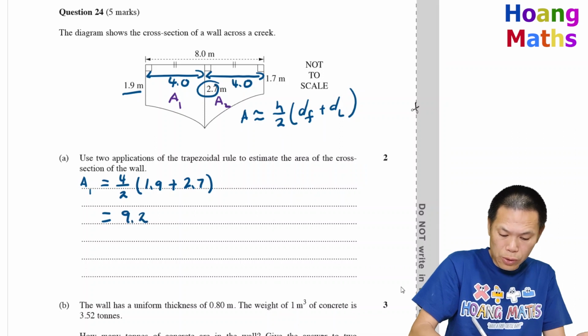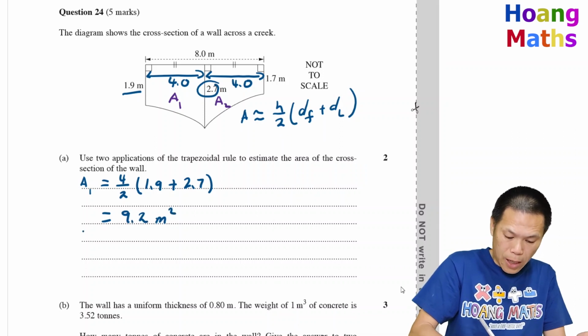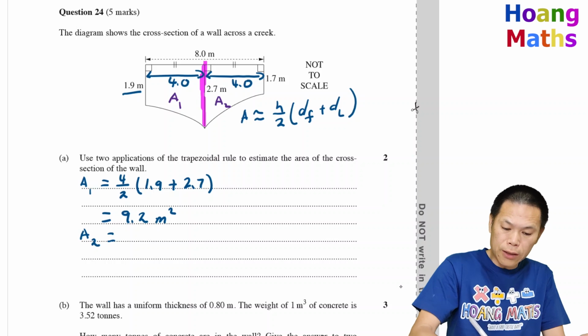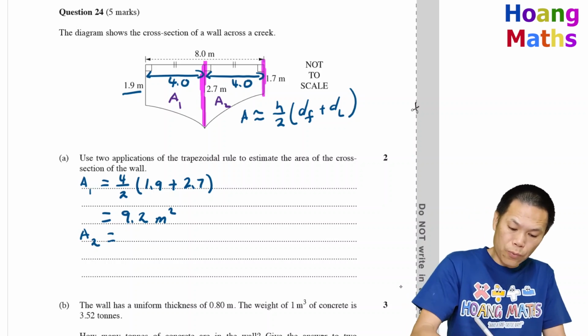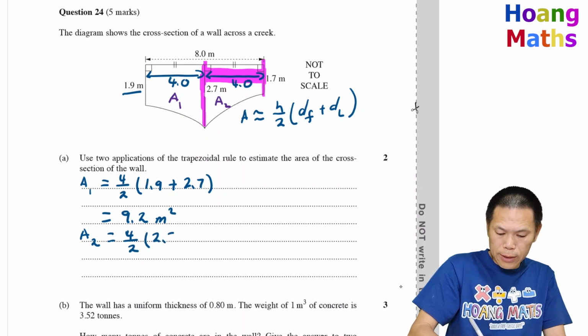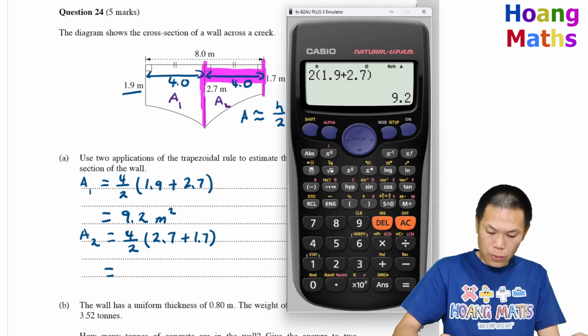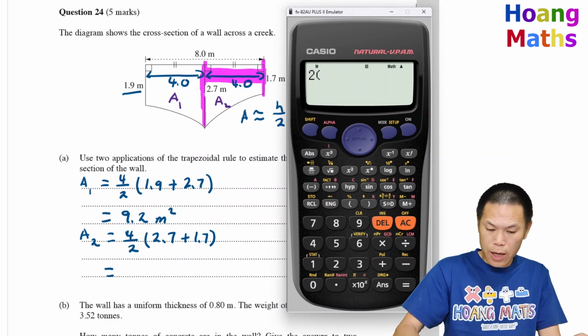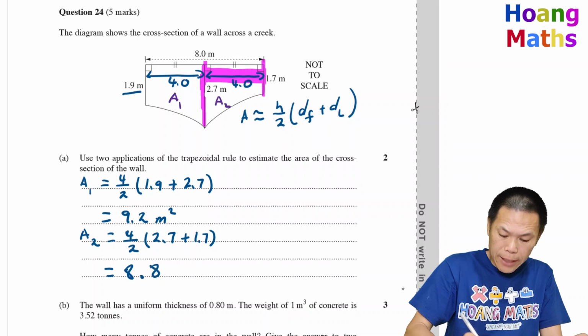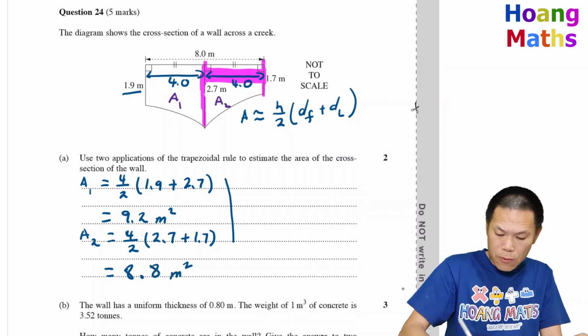So 9.2 square meters. And then A2 is equal to, so for A2, this is the first and this is the last, and the height is the same, which is 4. So 4 over 2, 2.7, we add the last, which is 1.7. So 4 over 2 is 2, and 2.7 add 1.7, close the brackets. So 8.8 square meters.